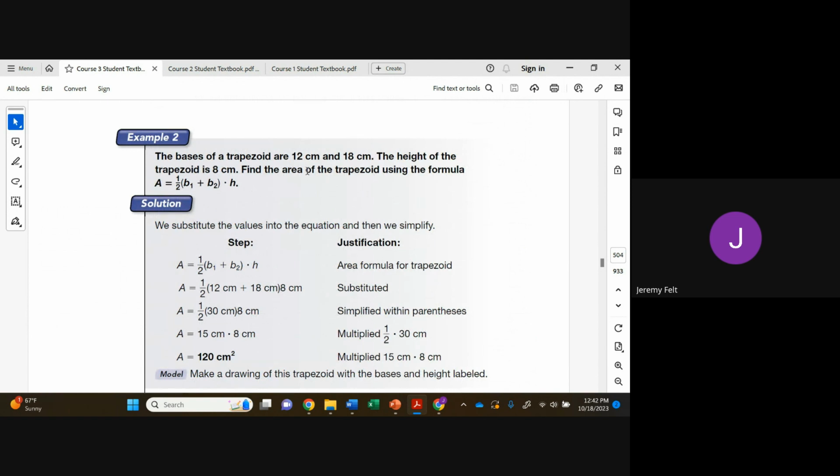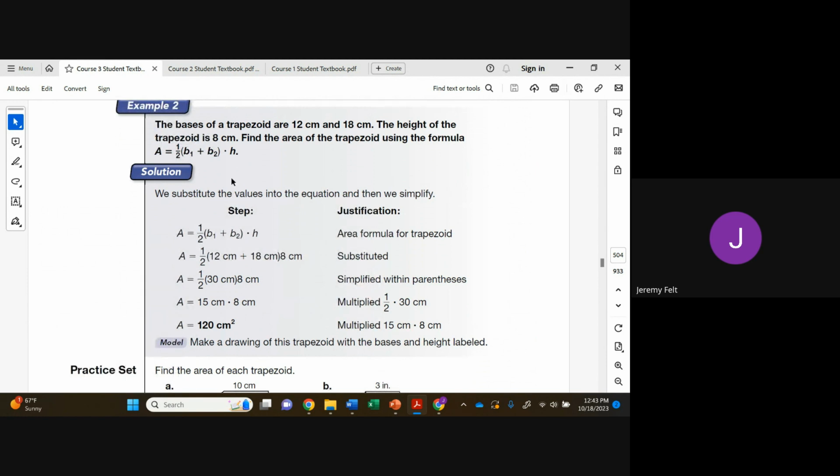If the bases are 12 and 18 and the height is 8, again, just don't mix up your base and your height. As long as you don't do that, just plug in your two bases and your height into your equation and then solve. So 12 plus 8 is 20, divided by 2 is 10, and then 10 times our height of 8 is 80.